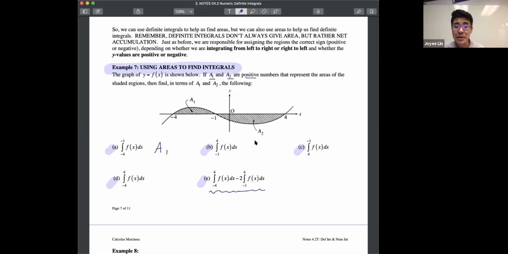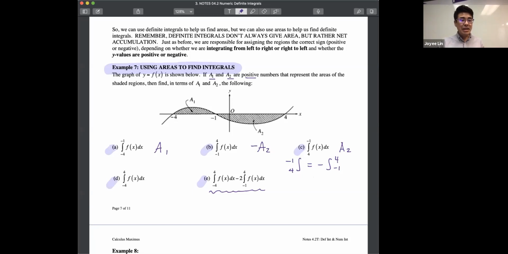Part B, it's under the curve, right? So part B is -A2 because they told me at the beginning that A2 was a positive number. Then part C, if we're integrating backwards from 4 to -1, then it flips the sign, right? So you could flip the sign, or you could think that the integral from -4 to -1 is equal to the negative integral from 1 to 4. Two ways of thinking about it.